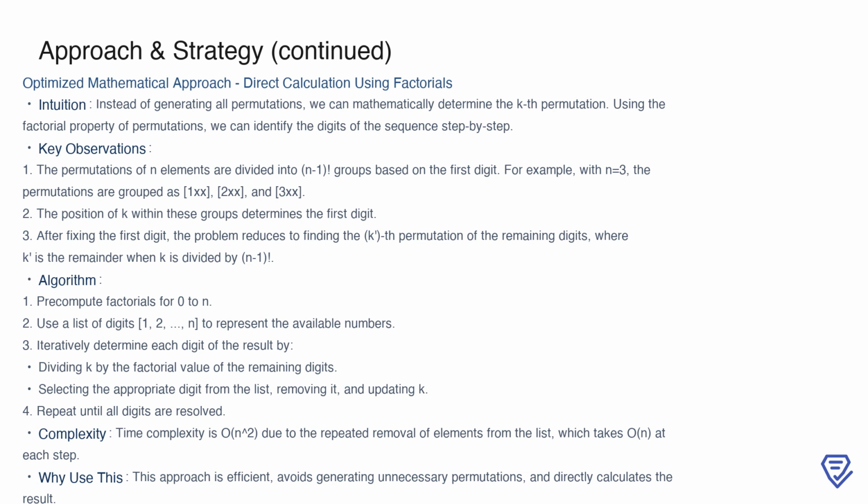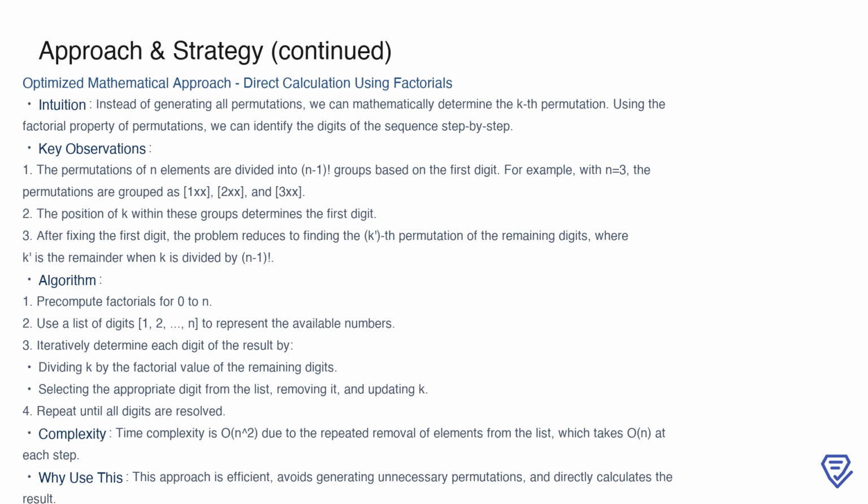Once the first digit is determined, the problem reduces to finding the kth permutation of the remaining digits, with k adjusted to reflect its position within the smaller group. To implement this, we precompute factorials for quick access and maintain a list of available digits. Iteratively, we determine each digit by dividing k by the factorial of the remaining digits and then selecting the corresponding digit from our list. After selecting, we remove the digit and update k. This process repeats until all digits are resolved, resulting in the kth permutation.